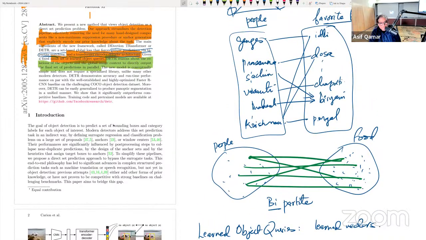But this paper moves beyond that and says, COCO, by the way, is an object detection benchmark. It's a data set you can use to check how well you do. Moreover, the model can be easily generalized to produce panoptic segmentation in a unified manner. This masks, this colored things. We just saw panoptic segmentation with SAM, segment anything model, everything model. We show that it significantly outperforms competitive baselines. And again, the code is there on Facebook.